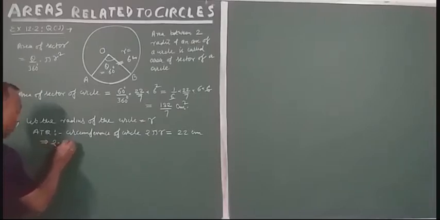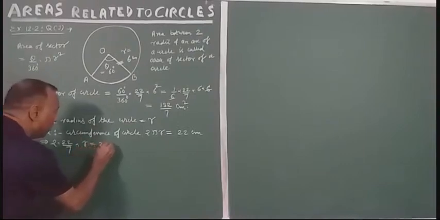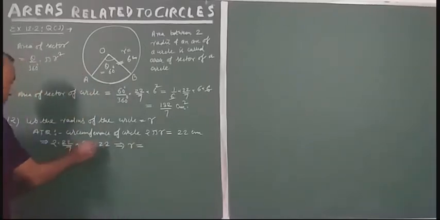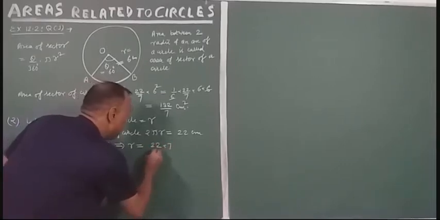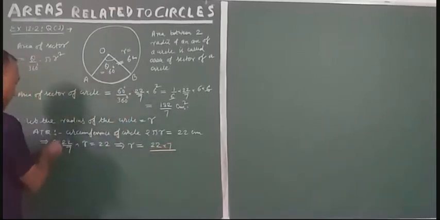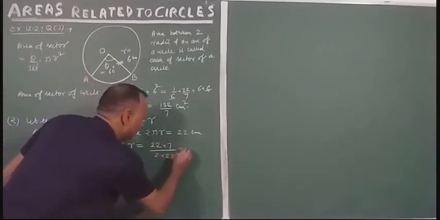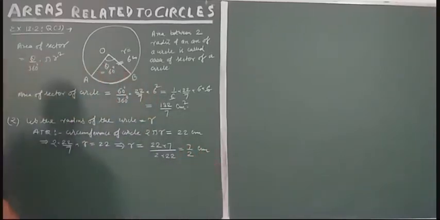2 into pi is 22 upon 7 into r, that is given 22. From here r can be calculated. This 7 will go here, 22 into 7, okay, and this 2 into 22 will be here. So this is 7 upon 2 centimeter. What is the radius of the circle? 7 upon 2 centimeter. Now you have to find the area of quadrant.